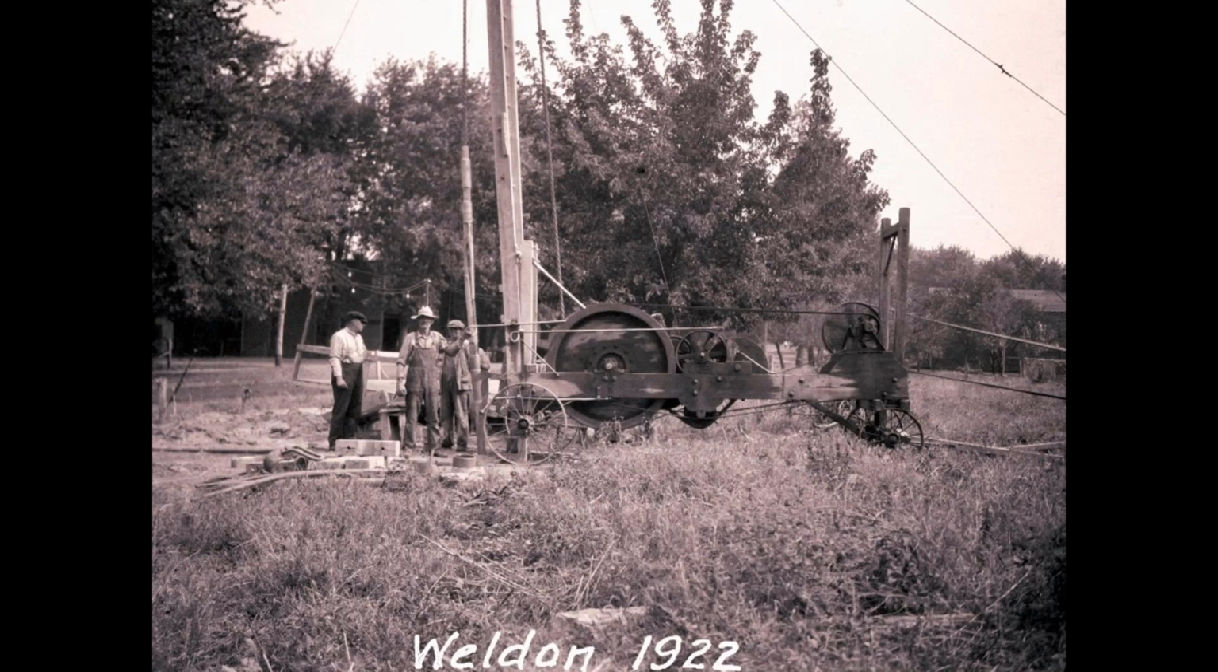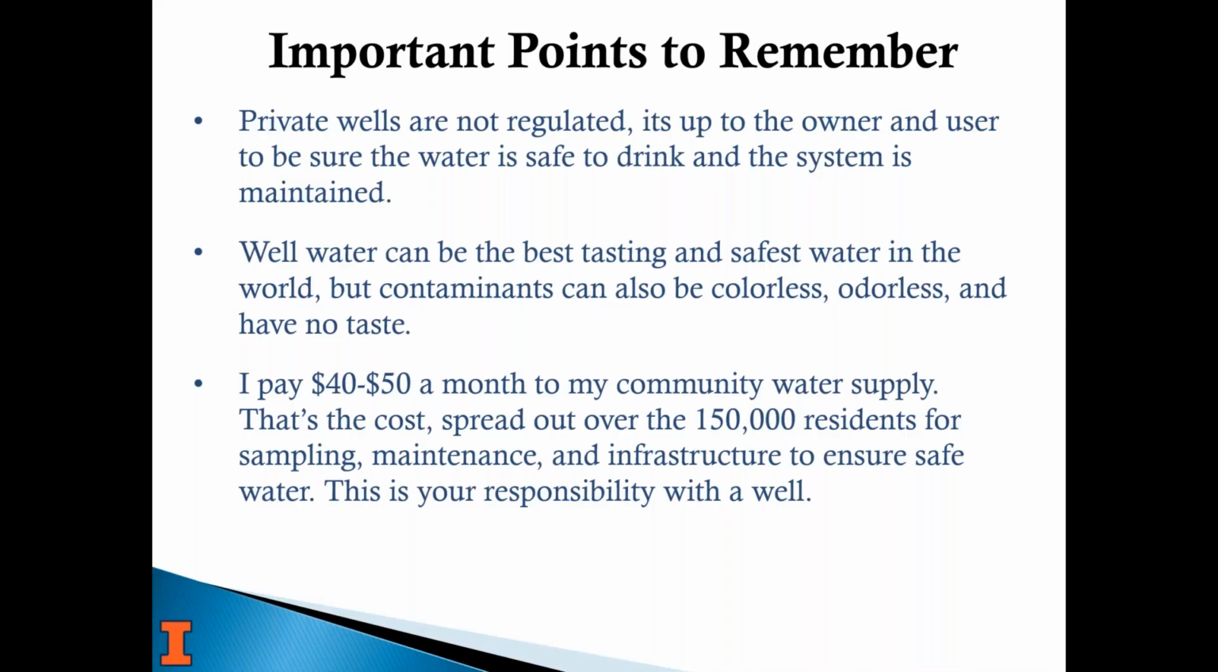Yeah, they're drilling this well for Weldon, Illinois. It's a small community in central Illinois. That's the drill rig of the day. So I find all this really fascinating, having a lifelong career in water. So back to our lessons here.